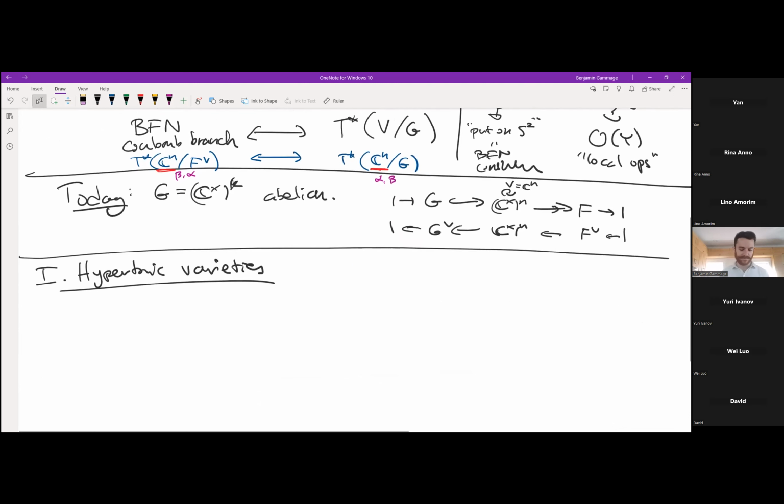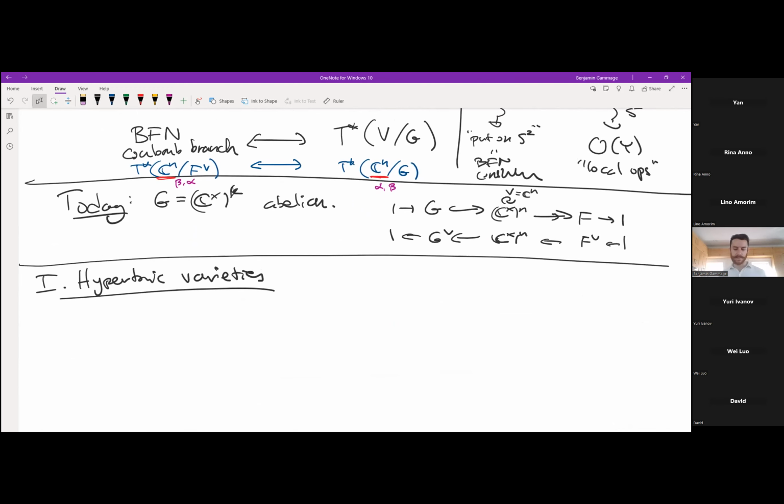Because these hypertoric varieties that I'm going to describe, which are Hamiltonian reductions of T star C to the n by G, are the testing ground for everything you want to know about symplectic resolutions, Coulomb branches, hyperkahler manifolds, holomorphic symplectic varieties, whatever. They already see all the phenomena there. I want to advertise that this is a really rich testing ground and also that they're very explicit.